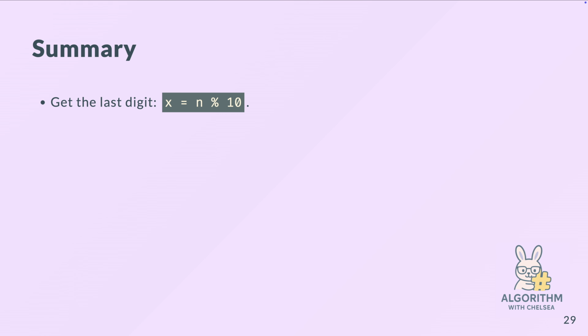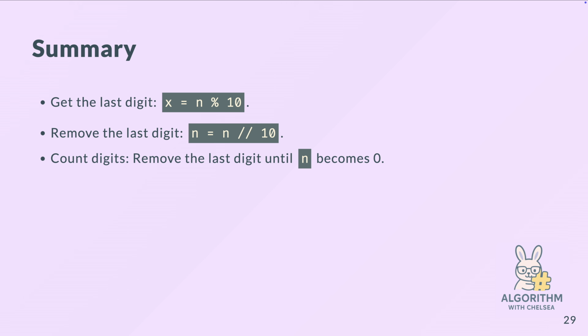Let's wrap up. Modulo 10 gets the last digit. Integer division by 10 removes the last digit. We learned counting digits by removing the last digit until n becomes 0. We also learned summing digits by removing and accumulating the last digit.